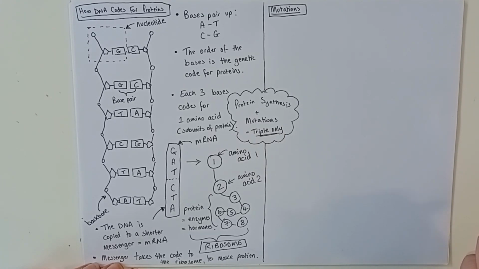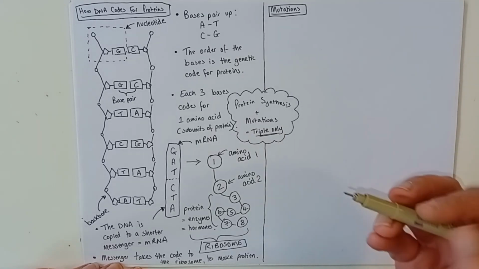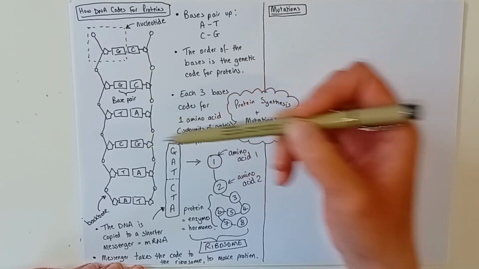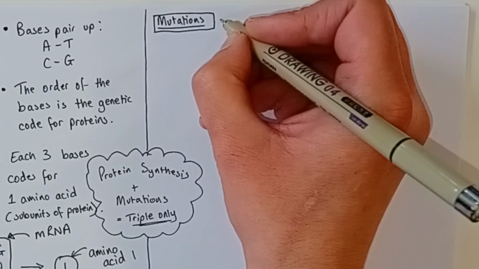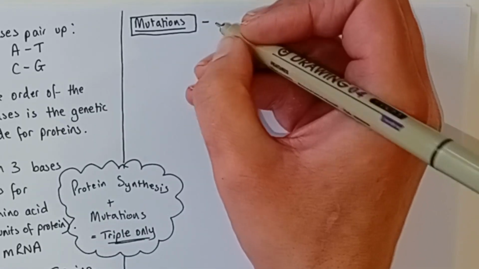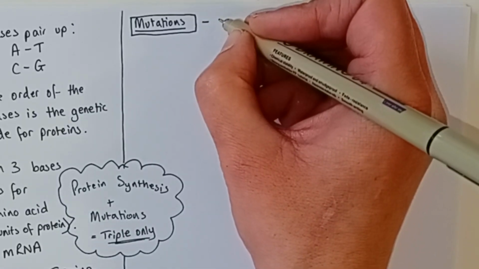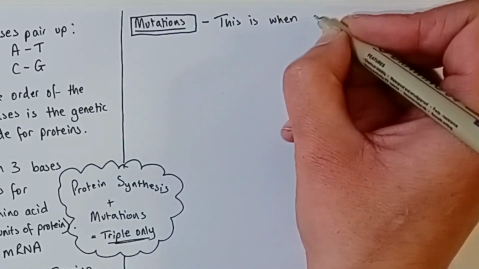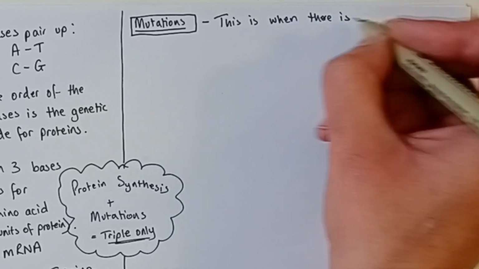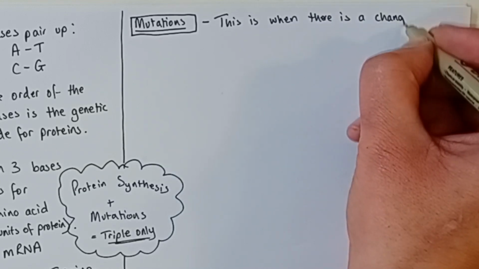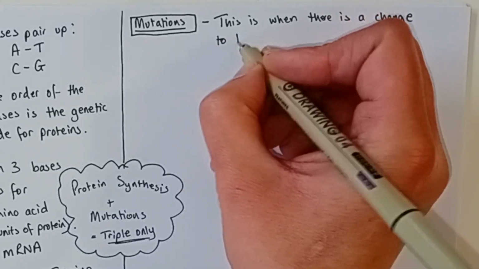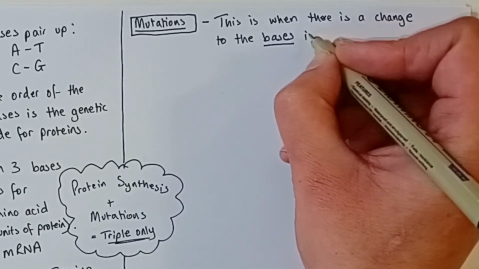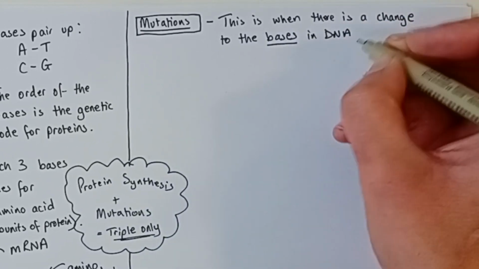Hooray! Everyone's happy. But sometimes there is a mistake in the code. Sometimes a C or an A or a G are wrong, and we call that change a mutation. So a mutation is when there is a change in the bases of the DNA. In other words, the genetic code is changed.